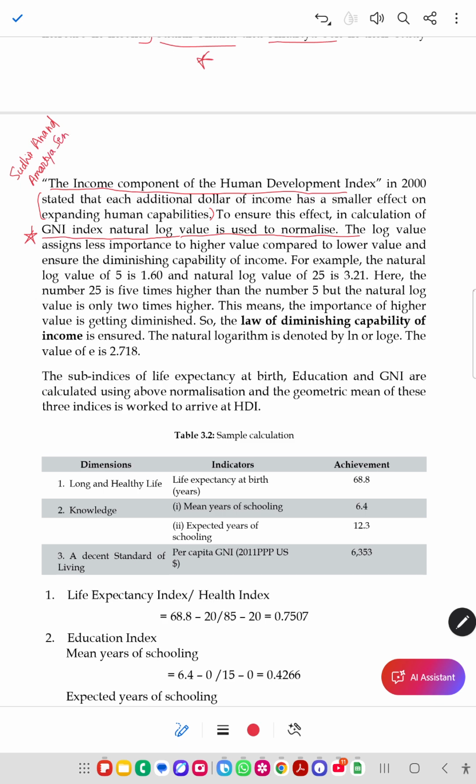The log value assigns less importance to higher values compared to lower values and ensures diminishing capability of income. For example, the natural log value of 5 is 1.60 and the natural log value of 25 is 3.21. Here the number 25 is 5 times higher than 5, but the natural log is only 2 times higher. This means the importance of higher value is getting diminished. So the law of diminishing marginal capability of income is ensured. Natural logarithm is denoted by ln or log. That's fine.